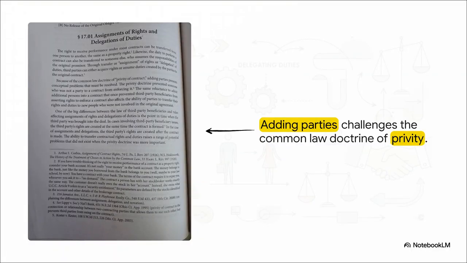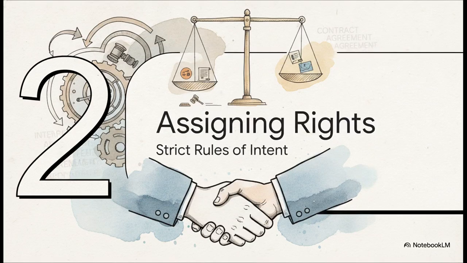Now, historically speaking, the old common law doctrine of privity of contract was a massive roadblock here. Privity basically meant that only the original people who actually signed the contract could enforce it. Adding third parties into the mix created huge conceptual problems. But modern commercial law, especially things like the Uniform Commercial Code, aggressively favors the free flow of commerce, so the law had to evolve. We had to find a way to let people trade their contract rights just like they'd trade physical property.